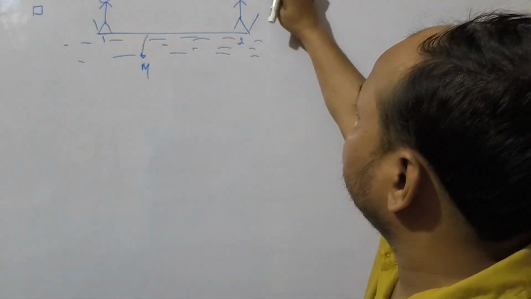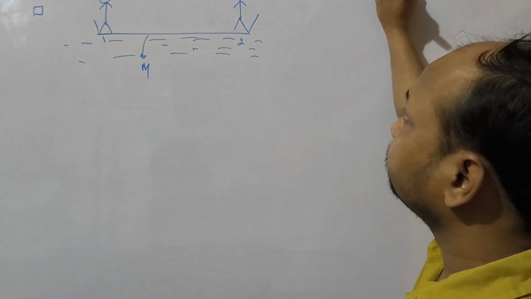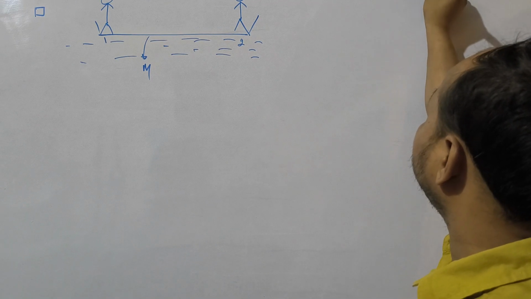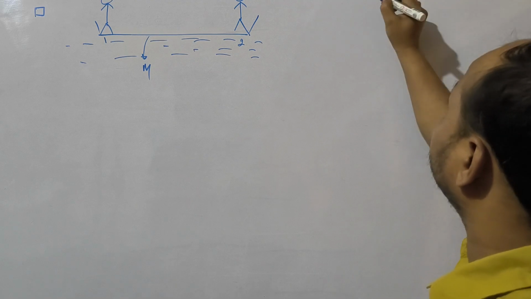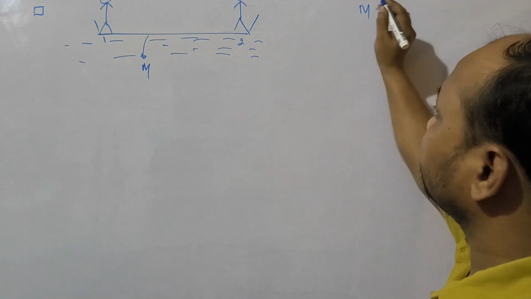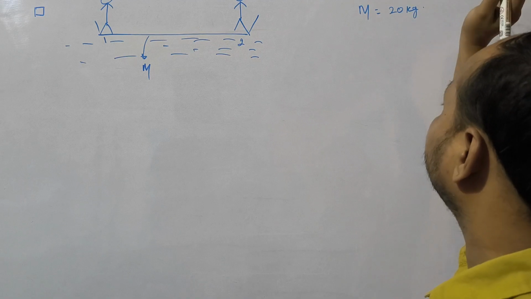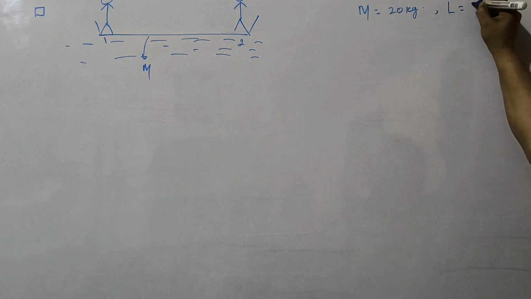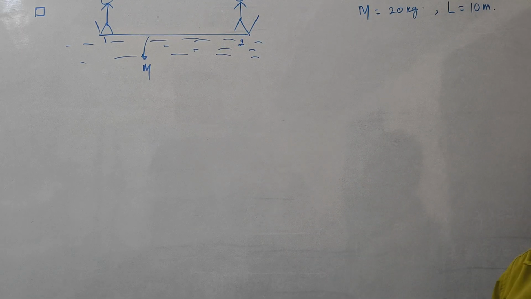The mass M1 is given, and the mass of the boat is, let's say, capital M. M1 is 60 kg, M2 is 40 kg, and the mass of the boat, capital M, is 20 kg. The length of the boat is, let's say, L equal to 10 meters. These are the data given.